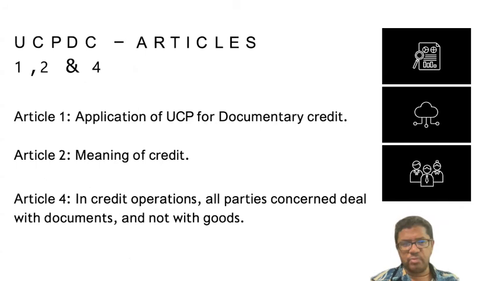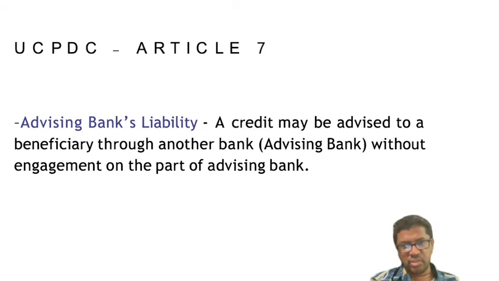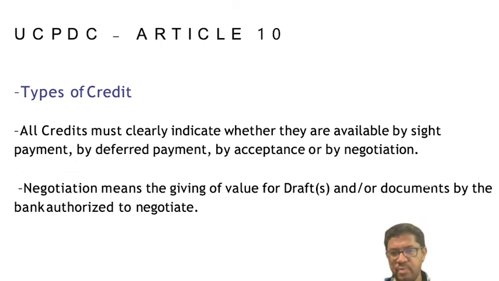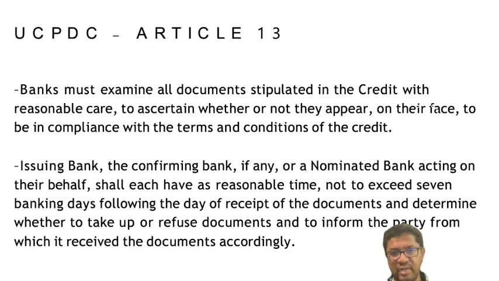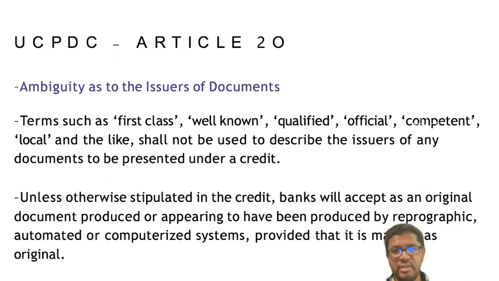Advising bank's liability is Article 7. What is the advising bank's role and liability? Different articles talk about different things, and Article 10 talks about types of credit. This includes sight bill, usance bill, deferred payments, and such kinds of things. Different articles discuss what is the role of the bank, what is the role of the importer, what is the role of the exporter. All these are discussed in UCPDC. So I would wind up my PowerPoint based on this.